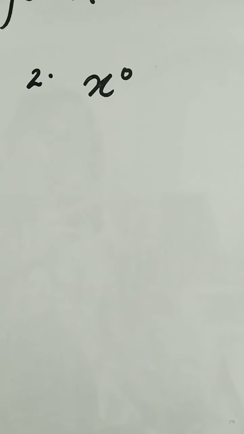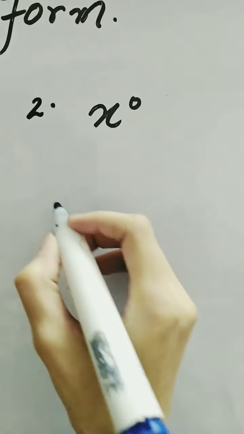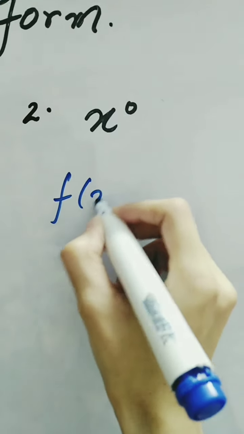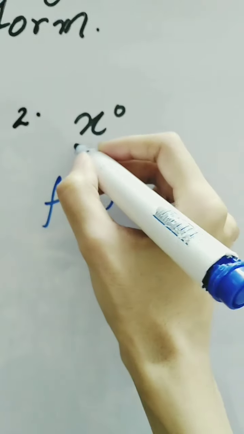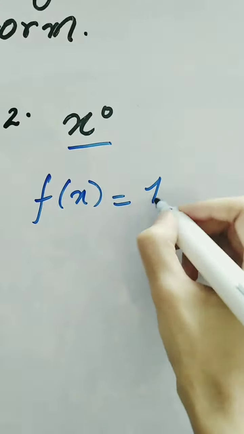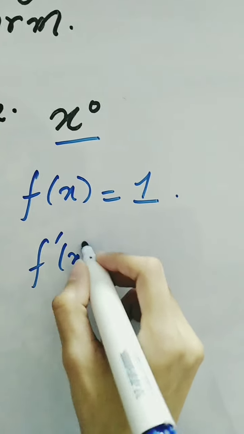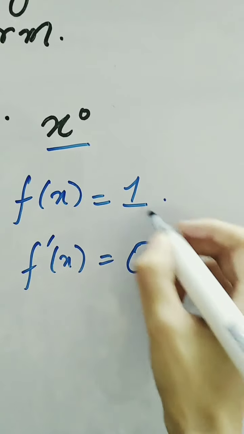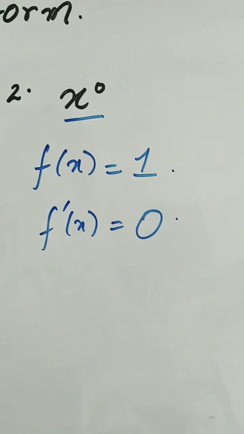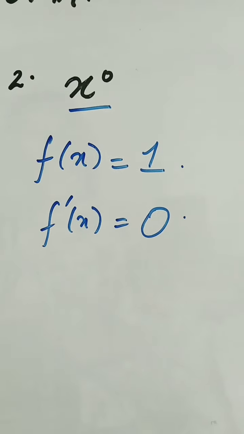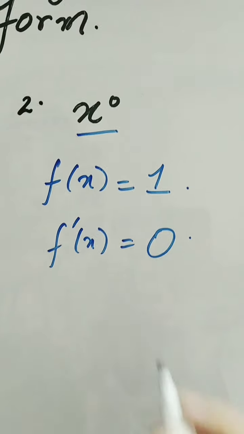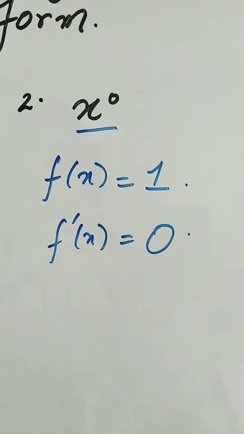Here we have another function, x raised to the power 0. First of all, as we know that anything raised to the power 0 is equivalent to 1, so x raised to the power 0 is equal to 1. And if we take the derivative of 1, it comes out as 0, as 1 is a constant and the derivative of a constant is 0. So our answer is 0 for this given function.